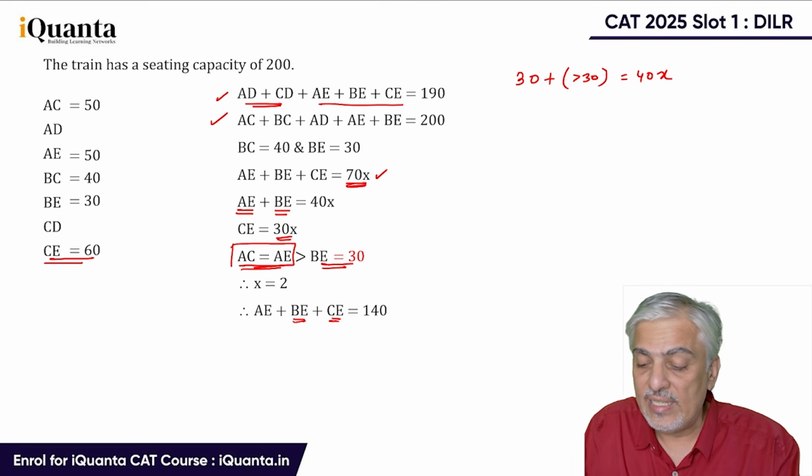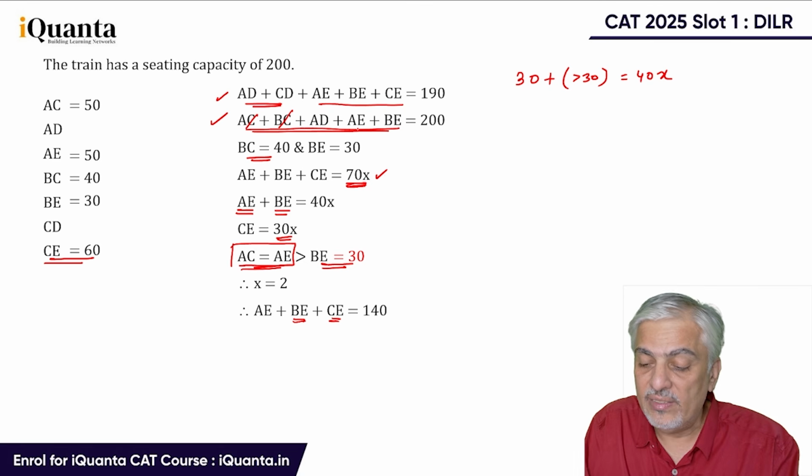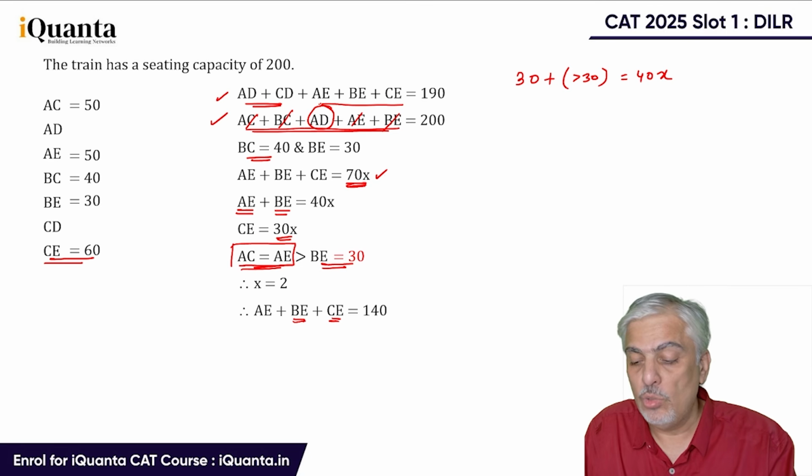So first I got BC. BC was 40, we already knew. BE we already wrote. So if you look very carefully in this line, you literally have everything. You have BC, AC, AE and BE, but we don't have AD. So from 200, if I subtract these 4, which I've already got, I'll get AD, which will come out to be 30. So we got AD as 30.